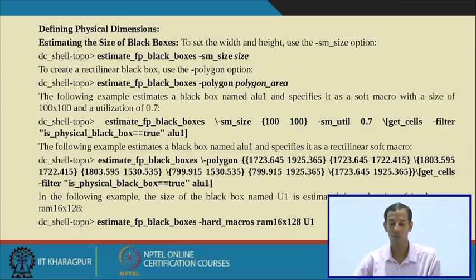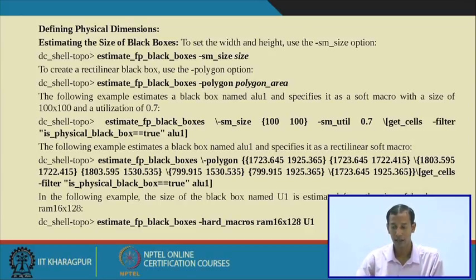After that, the next command estimates a black box named ALU1 and specifies it as a rectilinear soft macro. Here you see that -polygon basically creates the shape, and -sm_size basically creates the size, that means what will be the height and what will be the width for that particular black box. So the shape is like this, then we set the corresponding values for that shape, and as the name of the black box is ALU1, I have set that as ALU1.